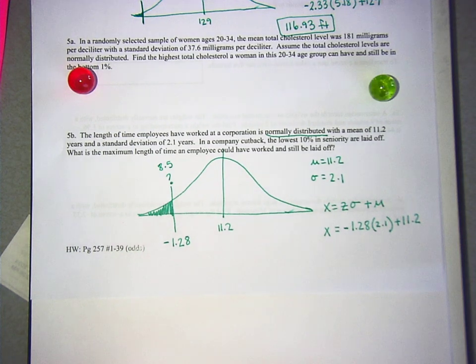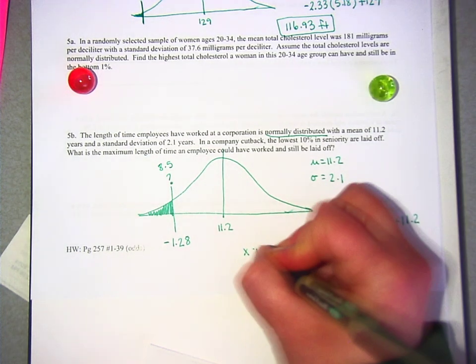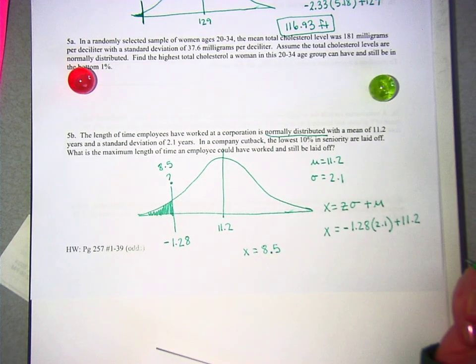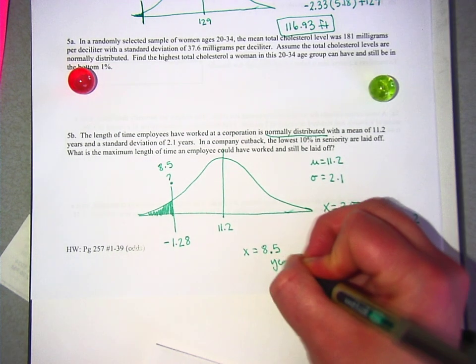Okay, so x equals 8.5. So this person could have worked 8.5 years and still been let go.